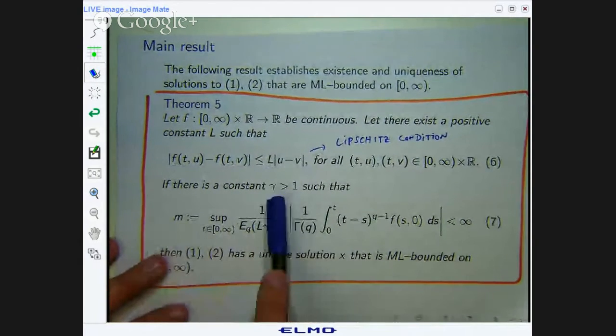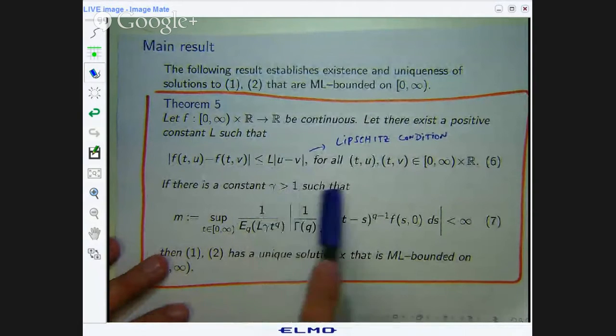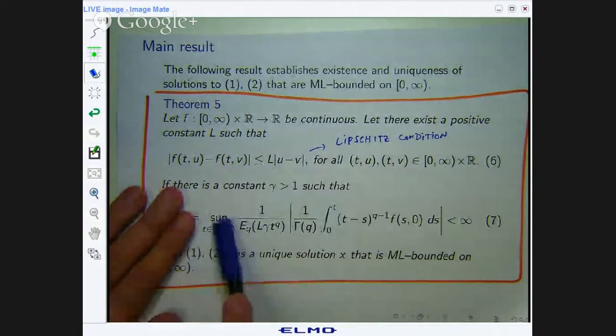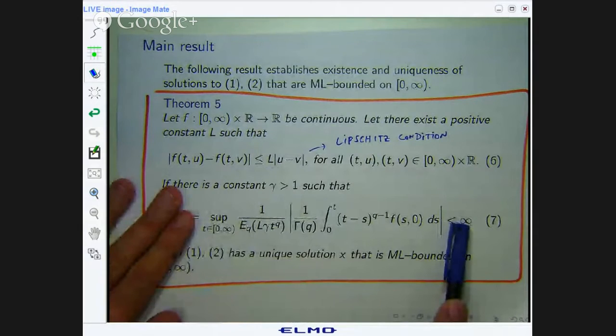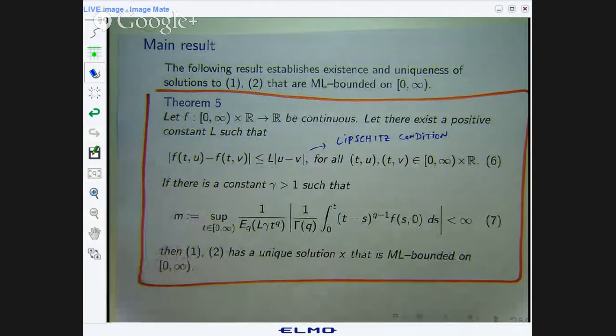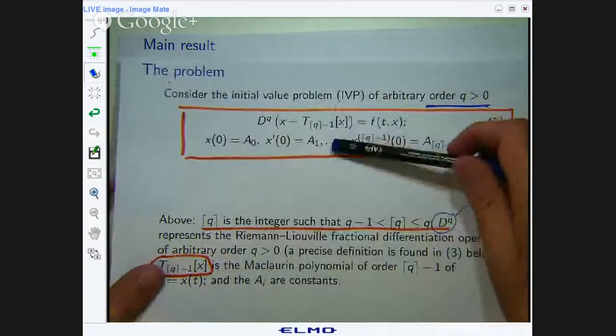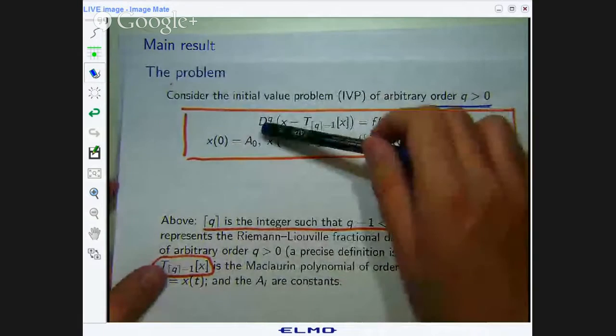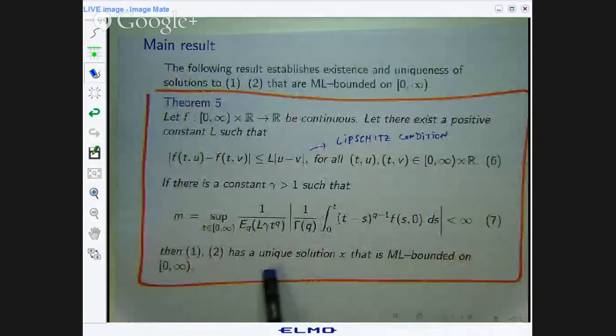If there's a constant gamma greater than 1 such that this supremum is finite, we'll call whatever that supremum is little m, then the original nonlinear initial value problem with fractional derivatives has a unique solution, one and only one solution, on the half line that is ML bounded. It's bounded by some Mittag-Leffler function.